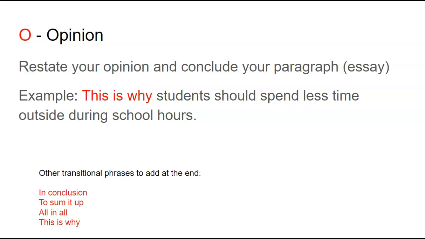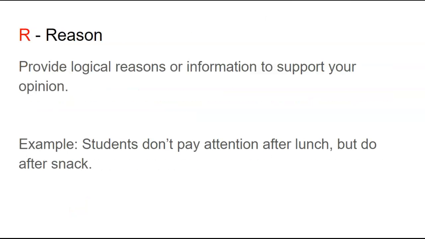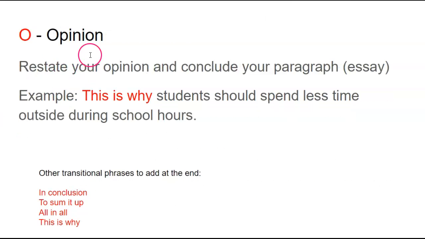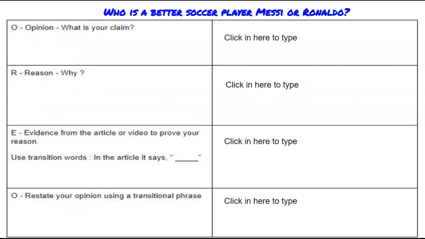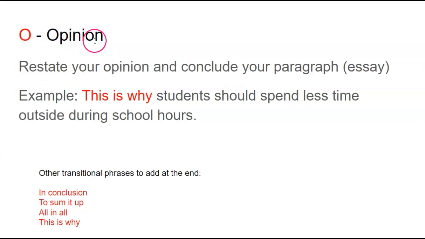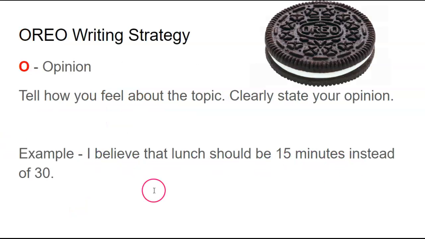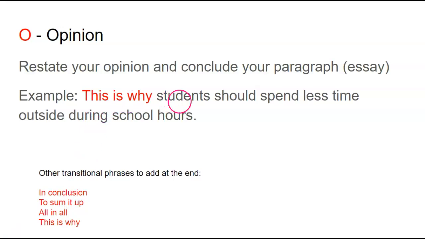And then the last thing for OREO, so we had opinion, reason, evidence, and then opinion again. Sorry, the last thing is your opinion again. So you're basically just writing your first sentence again. So if you say, I believe lunch should be 15 minutes instead of 30, over here I would say, this is why I believe lunch should be 15 minutes instead of 30. I reworded it here though, but it says, this is why students should spend less time outside during school hours. And I actually don't agree with this. I was just messing around to try to get a rise out of you guys.